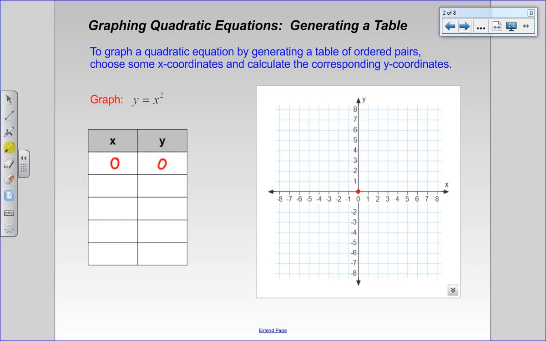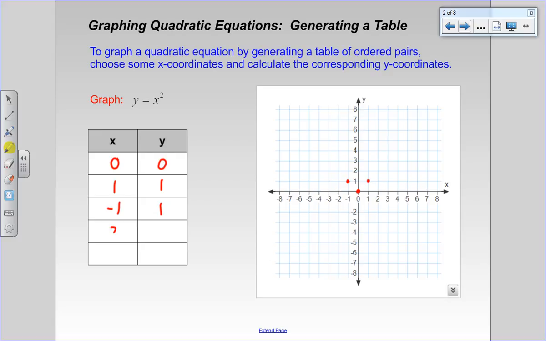Now let's choose x equals 1. y would equal 1 squared, which is also 1. So we can plot the point (1, 1) as well. What if we allow x to equal -1? Well, -1 squared is also positive 1. So the point (-1, 1) is on the parabola.